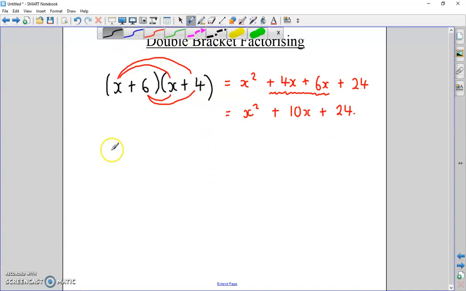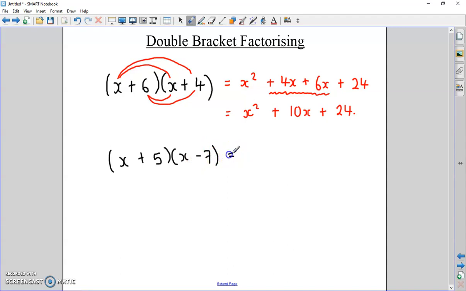If I do another one with some minuses in, we'll have plus 5 on that side, we'll have minus 7 there. Okay, and we'll just follow FOIL again. First thing in each bracket gives us x squared. The two outside things give us minus 7x. The inside terms give us plus 5x. And then we've got plus 5 times minus 7. A plus and a minus make a minus. So 5 times minus 7 is minus 35.